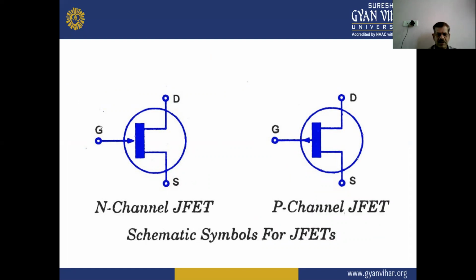These are the schematic symbols for JFET. The first symbol is for the N-channel JFET and the second symbol is for the P-channel JFET, or junction field effect transistor, in which the three terminals are gate, source, and drain.